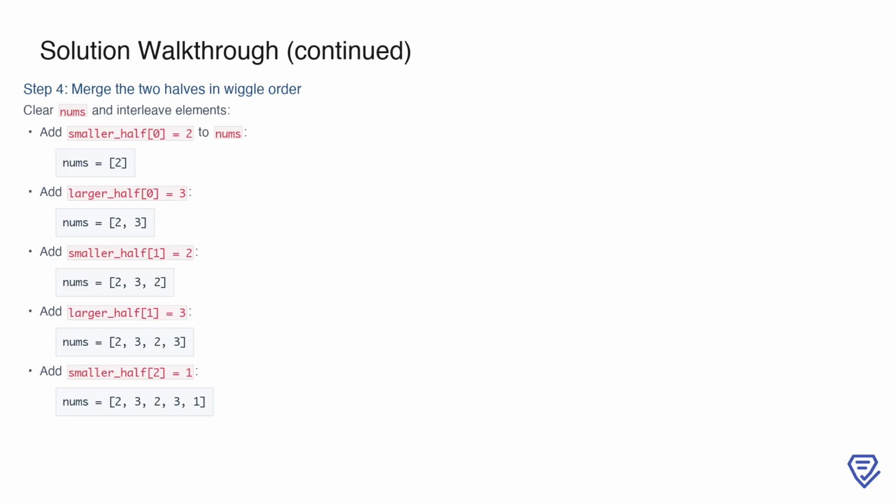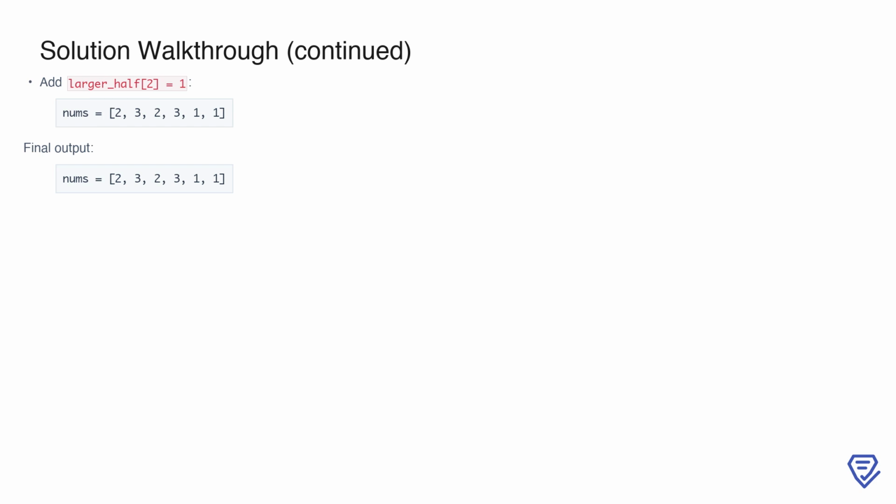Starting with an empty nums array, we add the first element of smaller_half, which is 2, making nums 2. Then, we add the first element of larger_half, which is 3, so nums becomes 2, 3. Next, we take the second element of smaller_half, which is 2, and nums becomes 2, 3, 2. Adding the second element of larger_half, which is 3, updates nums to 2, 3, 2, 3. Finally, we add the last element of smaller_half, which is 1, resulting in 2, 3, 2, 3, 1.